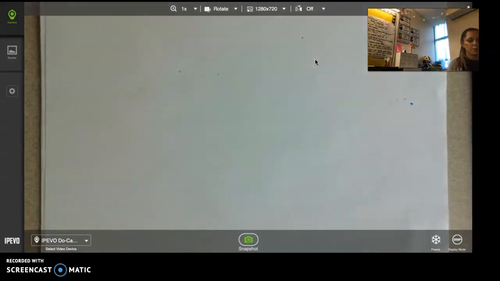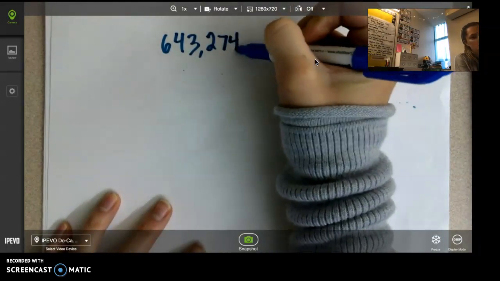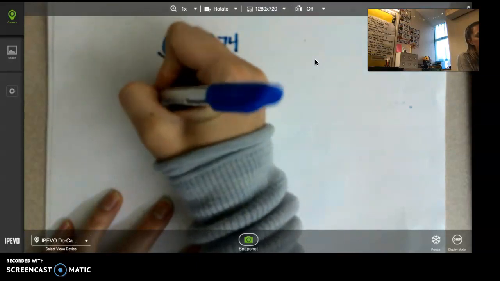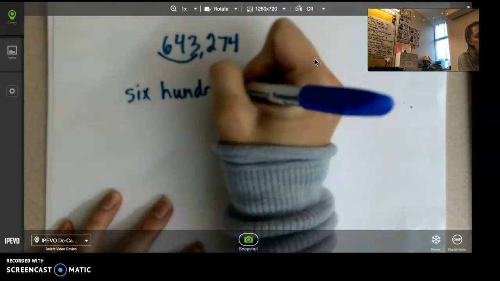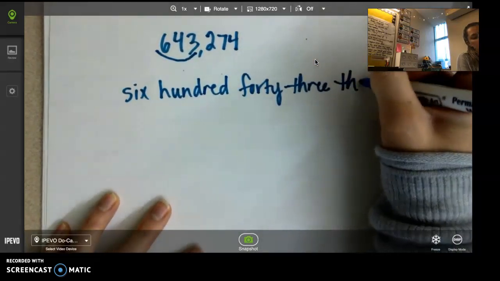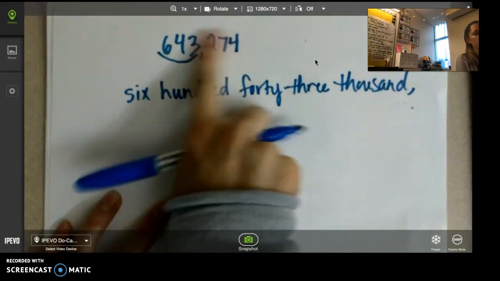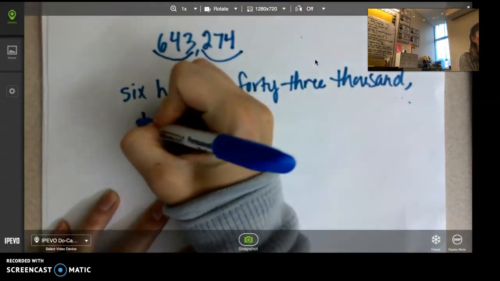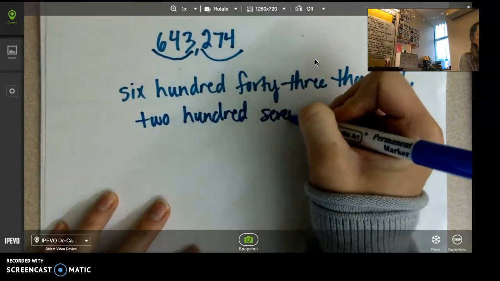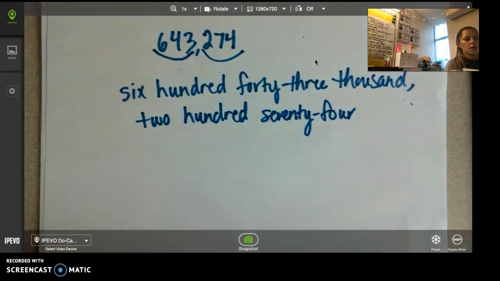I've noticed a couple of people having a difficult time with this. So if you're doing a number like this, make sure you just scoop that whole period, 643,000. Notice how I read this whole number. I'm not even focused on that yet. 274. Okay. Back to this number.